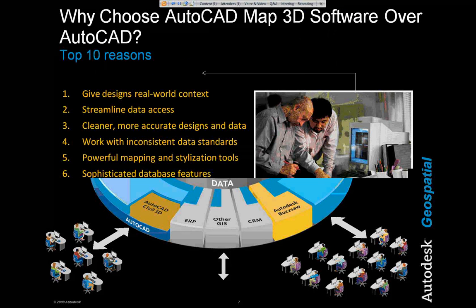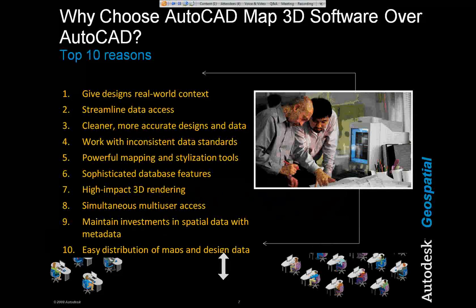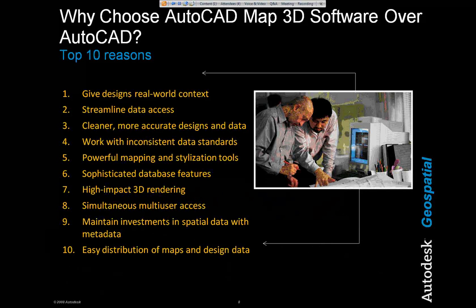So today's webcast is about the top 10 reasons why Map 3D software should be used instead of AutoCAD. So here's the list, and I'll just hit some of the highlights. Give designs real-world context. By that we mean you can now work in a real-world coordinate system. There are nearly 4,000 coordinate systems available through Map 3D.